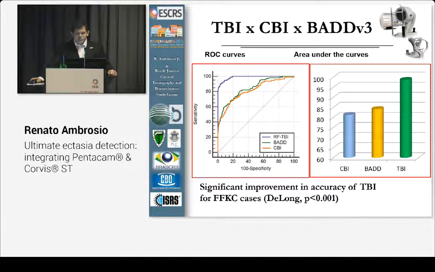So if you look at the TBI versus the CBI and the BAD-D, for the forme fruste cases, you see a huge improvement. The BAD-D and the CBI are complementary, but the BAD-D is a little better than the CBI. However, when we look at the comparison between the combination and the individual indices, it's a huge difference that you get for those cases with mild ectasia.